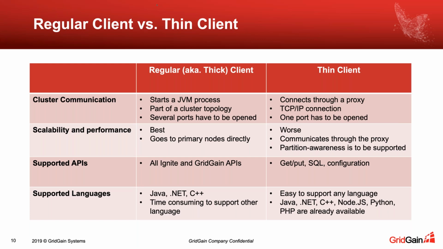And what's left is that the regular clients provide all of the APIs available in Ignite or GridGain, while thin clients have limited support. So for your use case, let's say that if you are fine to work through a proxy node, and get or key-value and SQL queries are more than enough for you, then the thin client is what you need. The regular client is for the rest of the use cases. Yeah, it's physically a different protocol and a different port.